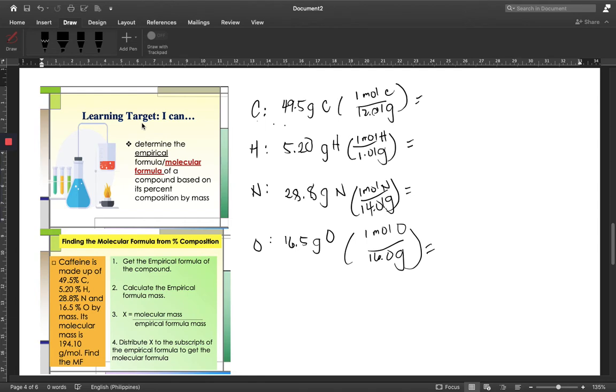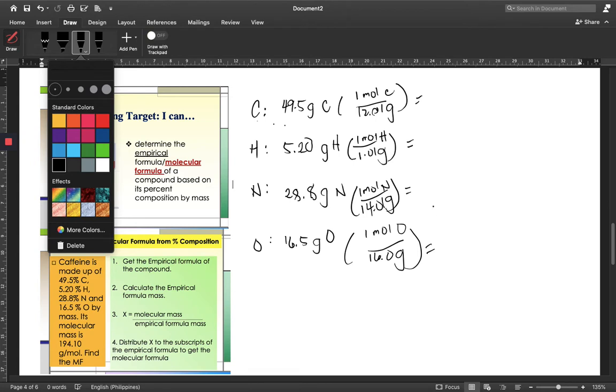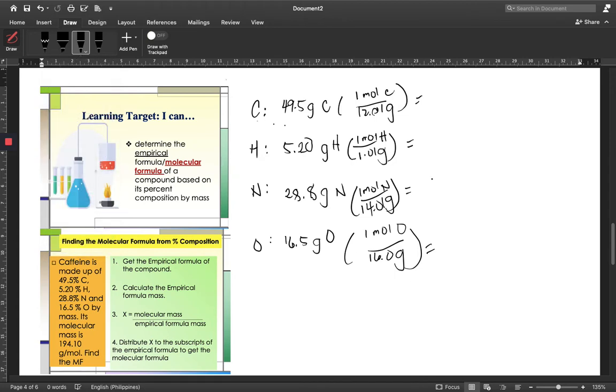In here, we already have some preliminary steps in order to save time. Again, the first step for getting the molecular formula is obtaining the empirical formula of the compound. And before we can get the empirical formula, we still have to get the number of moles for each element. So we can cancel grams of carbon, and we end up with 4.122 moles of carbon.